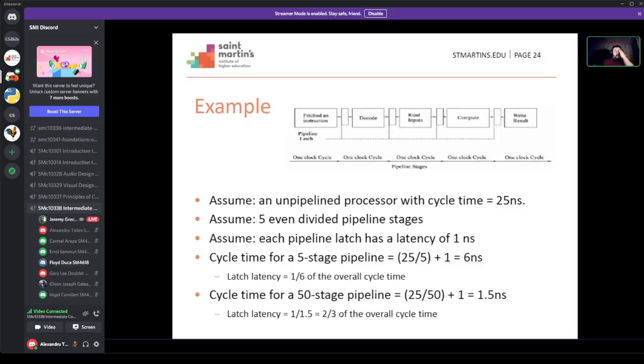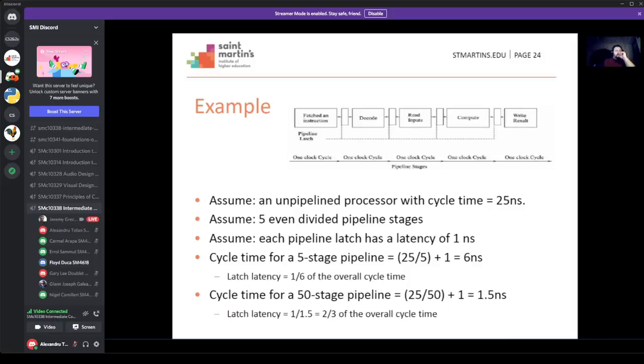Sir, just to be clear: if you increase the stages within a pipeline, you reduce the latch latency? No, the latch latency remains the same in this case. We're assuming that the latch latency is always going to be the same, 1 nanosecond. That is the amount of time it takes to go from one stage to the next.